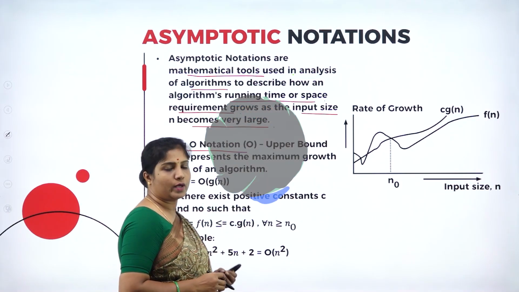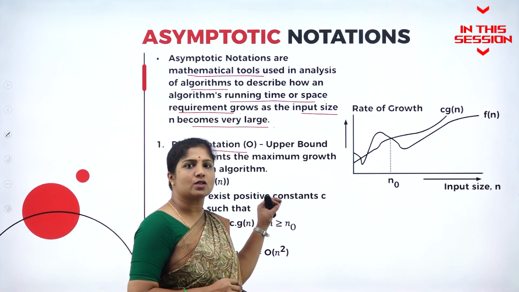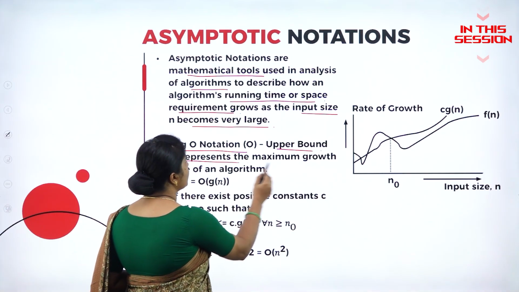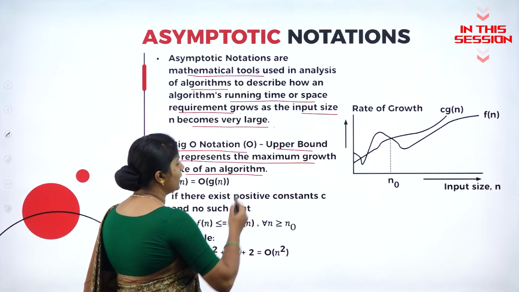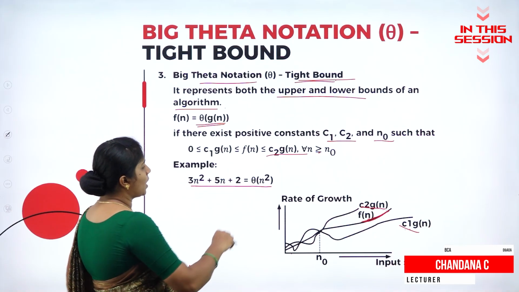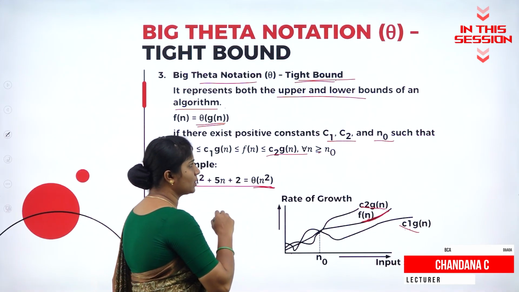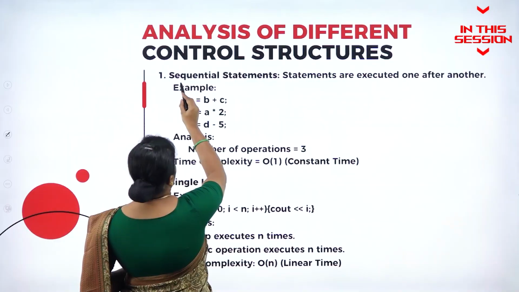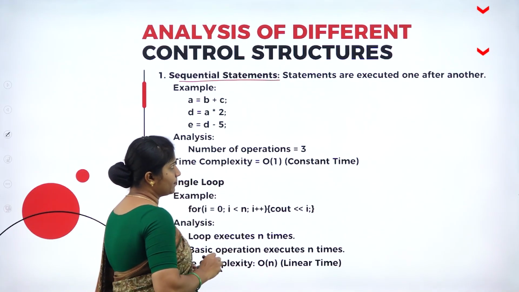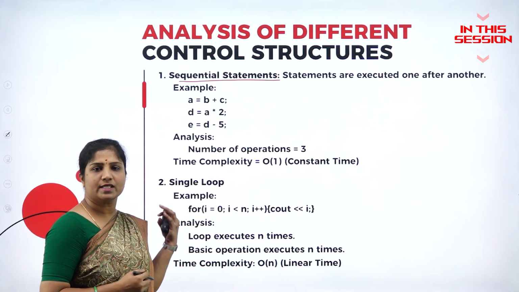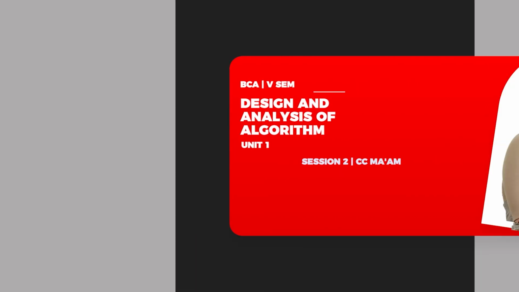The big O notation concentrates on the upper bound. The upper bound represents the maximum growth rate of an algorithm. 3n square plus 5n plus 2. So how can I represent theta of n square? Hence it represents both the upper and lower bound. Here we have first the sequential statements. These statements are executed one after another. That's why we say sequential statements.